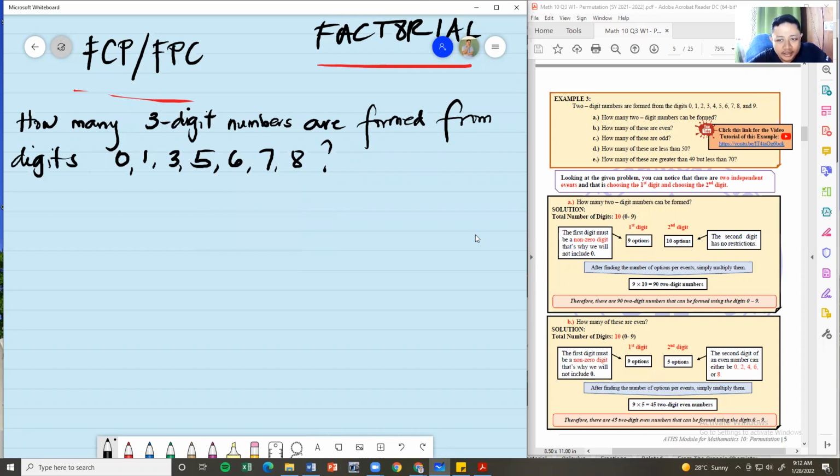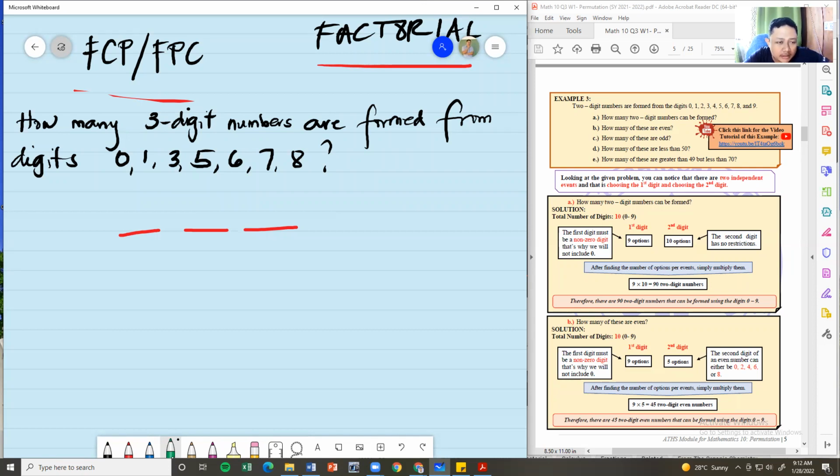Okay, how many 3-digit numbers are formed from digits 0, 1, 3, 5, 6, 7, and 8? Okay, so we will be making 3-digit numbers. The question, how many numbers are they? So this is just very simple actually. Since wala tayong qualification, na wala tayong limitation, so therefore all the possible numbers can be used.